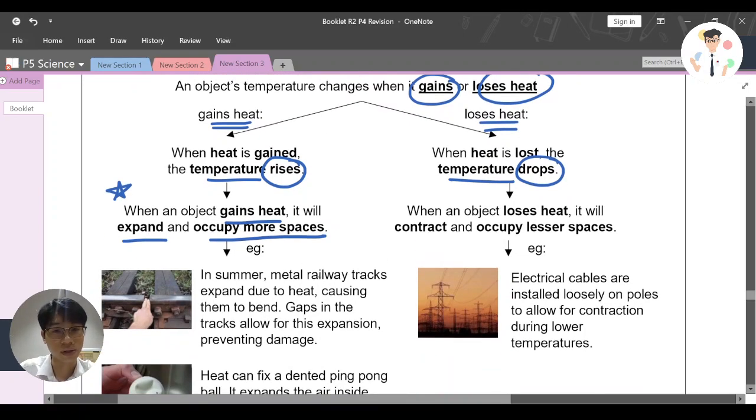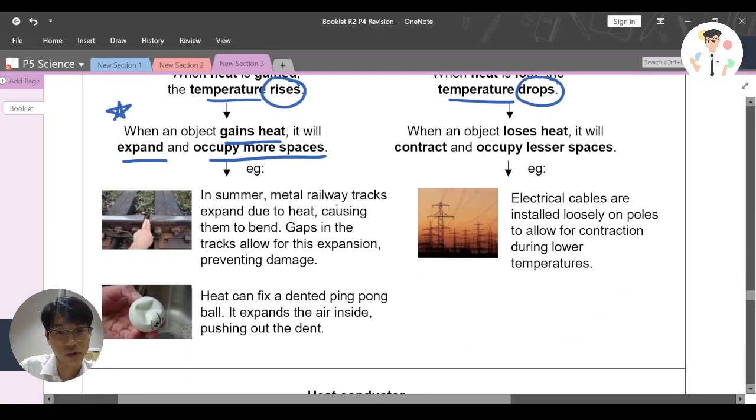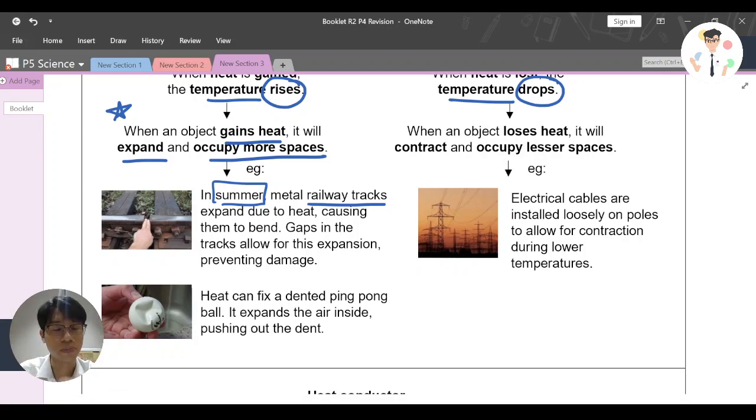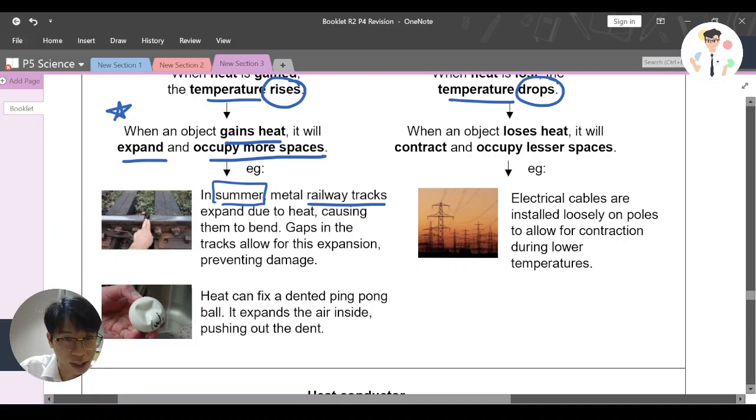Some examples here are metal railway tracks. In summertime, it will be very hot, right? That's why the track will expand. If it is built tight like this, when it expands it breaks the whole thing. So you see there is a gap in between the railway tracks. Why? Because it will expand due to heat and bend, and it will break. So gaps are built in between to allow for this expansion, so that it will prevent any damage that might happen.